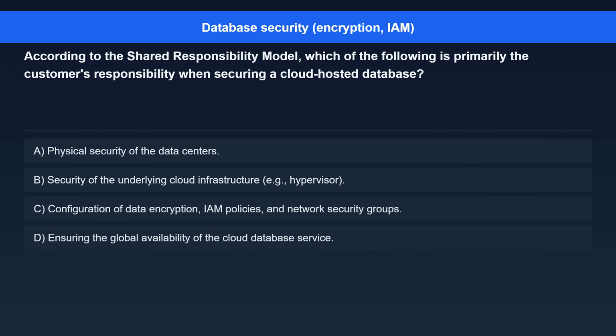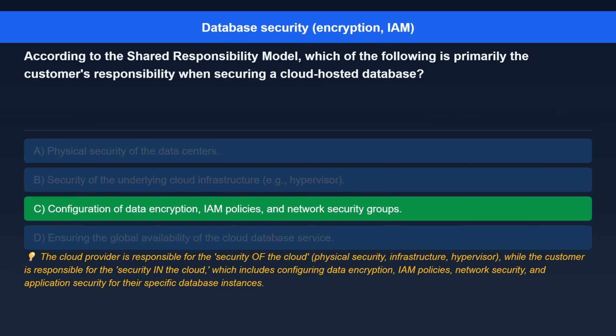Question 4. According to the shared responsibility model, which of the following is primarily the customer's responsibility when securing a cloud-hosted database? Option A. Physical security of the data centers. Option B. Security of the underlying cloud infrastructure, e.g., hypervisor. Option C. Configuration of data encryption, IAM policies, and network security groups. Option D. Ensuring the global availability of the cloud database service.